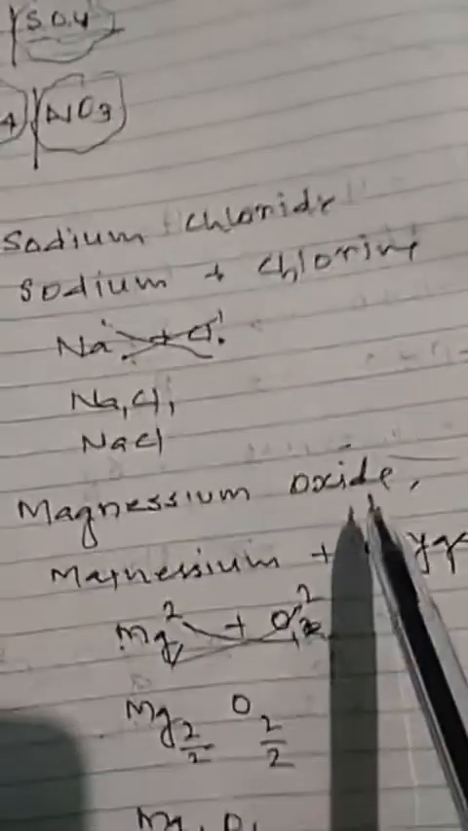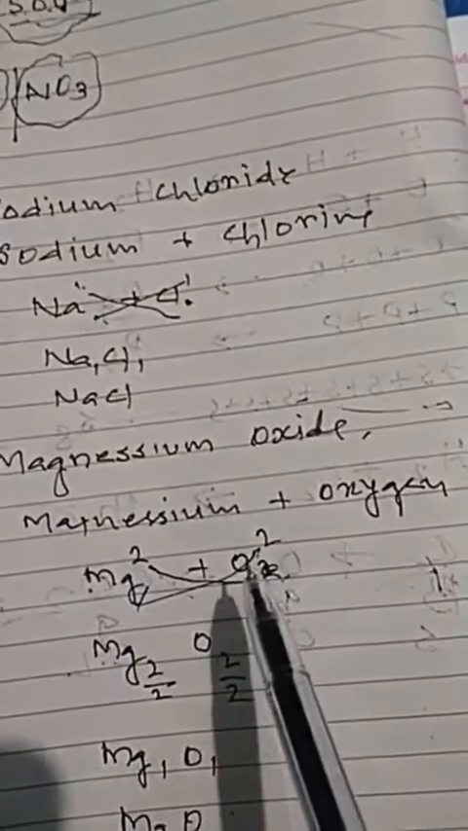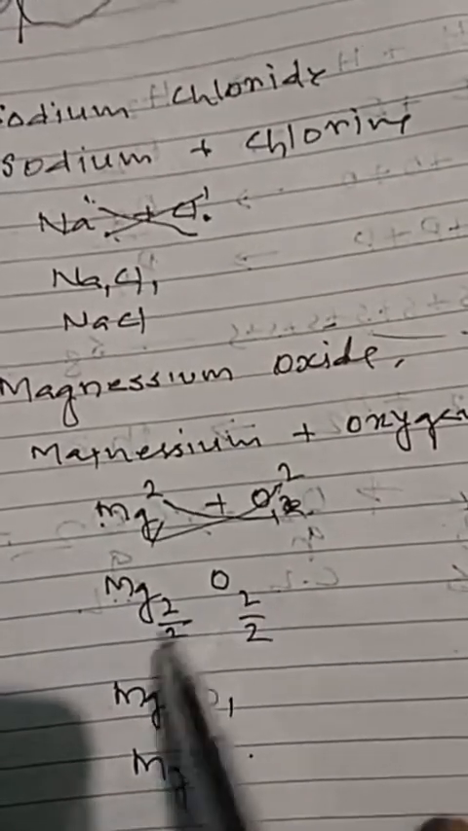Another example, if you want to write the formula of magnesium oxide, it is made up of magnesium plus oxygen. The valency of magnesium is 2, the valency of oxygen is 2. Then we write it like this, Mg2O2, but here 2 is common. So after dividing, it will be Mg1O1. We ignore 1, it will be MgO. So this will be the formula of magnesium oxide, MgO.